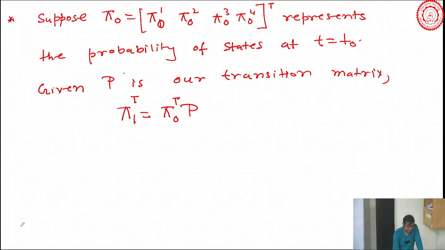So you tell me, what is pi 1, 2? If I have to find out pi 1, 2, how will I find it out? First of all, what is pi 1, 2? No, the bottom one is t equal to 1. So at t equal to 1, what is the probability that you will observe state 2, right? That's what it means. So how will you find it out?